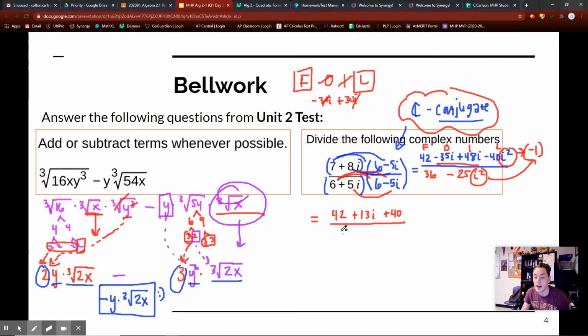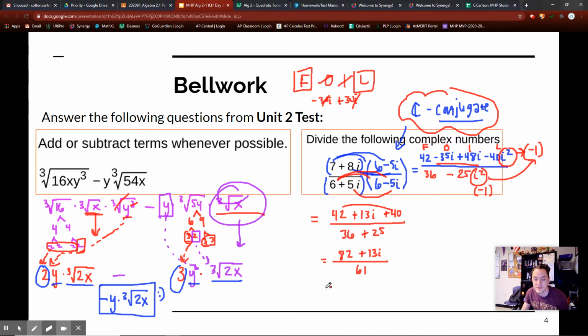And then all over, I have 36. This will be a negative 1, so negative 1 times negative 25 is a positive 25. As we start simplifying, those can combine in the numerator. So this is 82 plus 13i. This is all over 36 plus 25. 36 plus 25, that's going to be 61. So it's going to be 61.